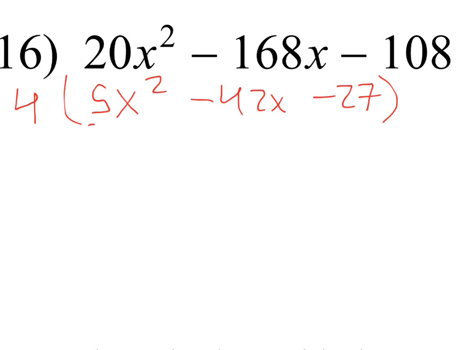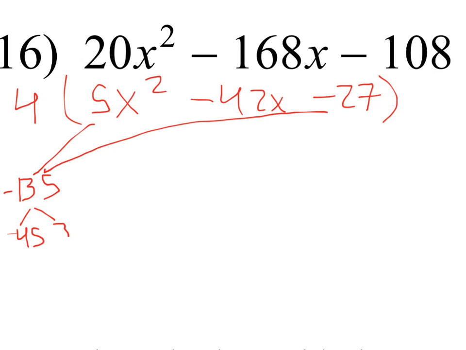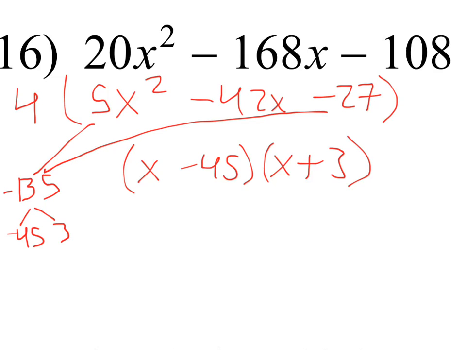And from here, you can use our little trick of multiplying these guys together, and that'll give you negative 135. Then you need to figure out what factors of that add up to negative 42, and this is going to be negative 45 and 3. So now you can start making your binomials. You'll have x minus 45, and you'll have x plus 3, and we need to adjust for the 5 out front of our x squared part.